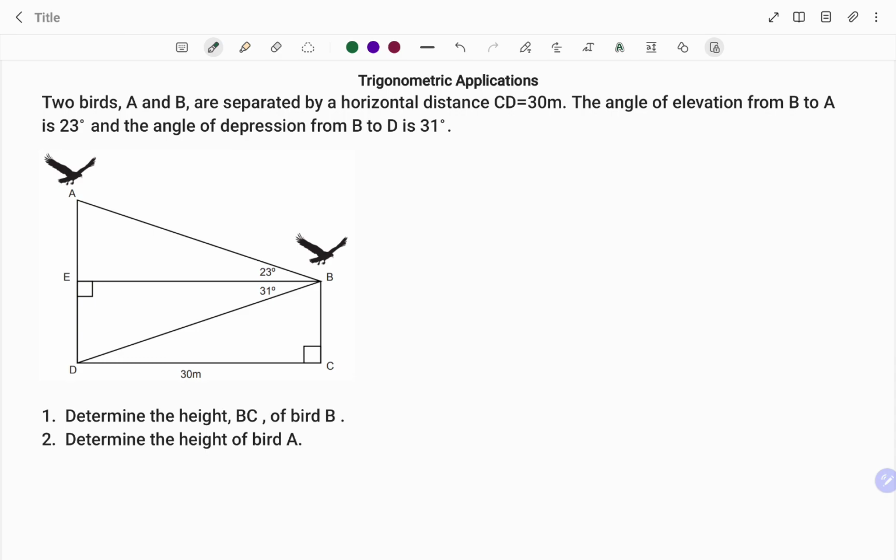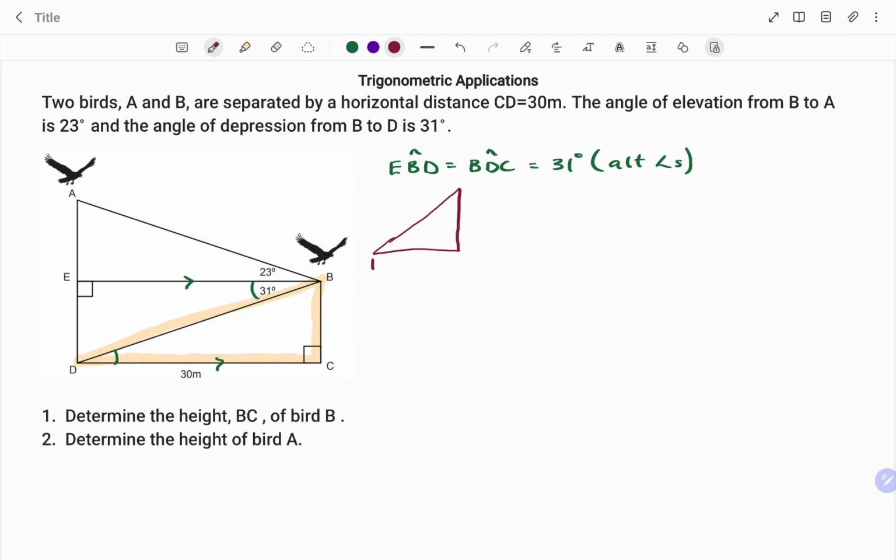We have the shape EBDC, and because that's a rectangle, we have opposite sides parallel. Therefore, the angle EBD equals the angle BDC. I'm going to state that it's equal to 31 degrees, and the reason being they are alternate angles. So therefore, using the triangle BDC as highlighted, I'm going to draw that out.